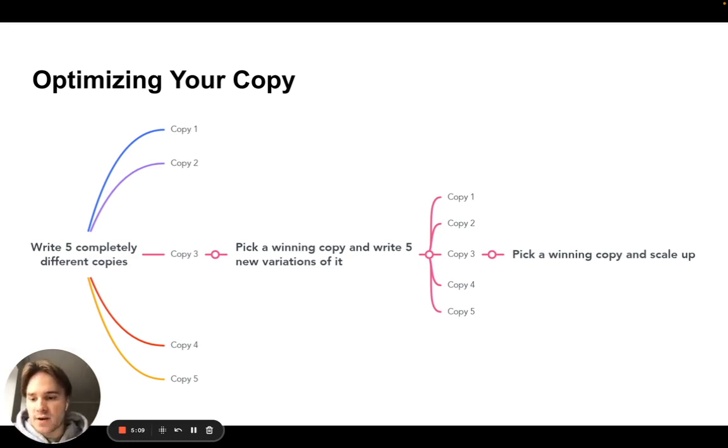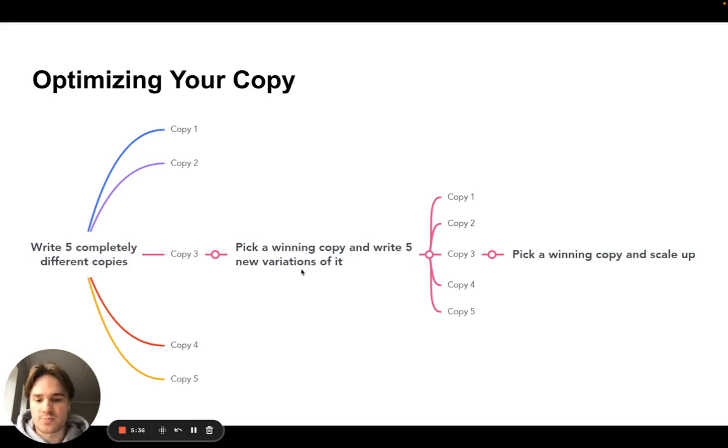First thing, write 5 completely different copies. Just one short, one long, one straight to the point, one more vague, so you get a variety of different copies. Then run campaigns with these copies. You can use the A/B testing feature we have in Instantly. Just test all of them. Let's say you want at least 100 emails sent for each of these copies, because you want to have a number behind them so you can actually make decisions.